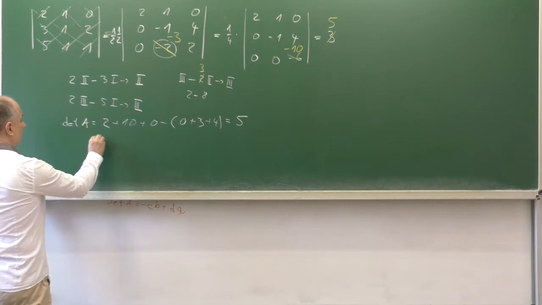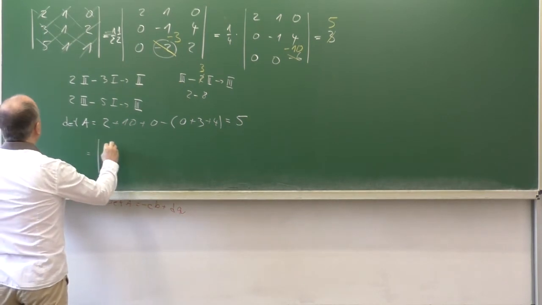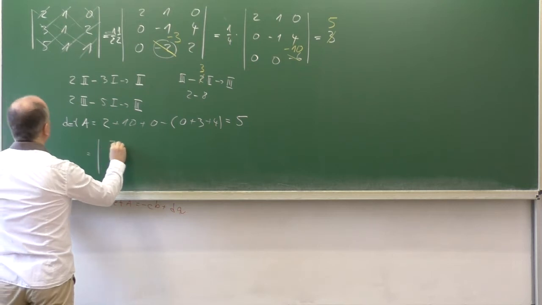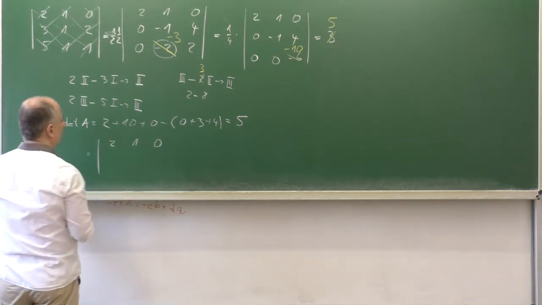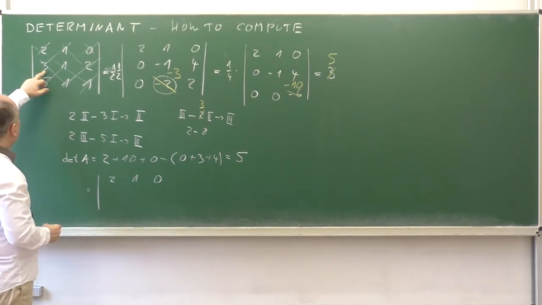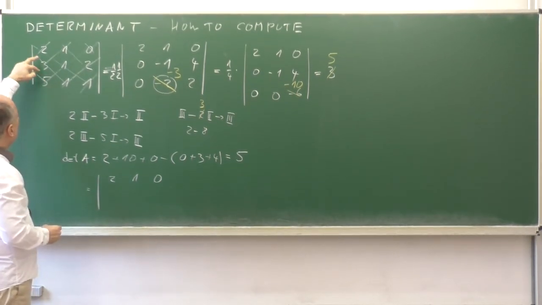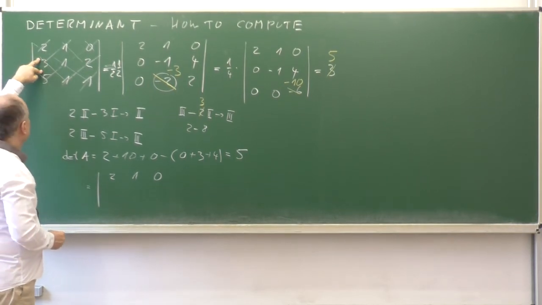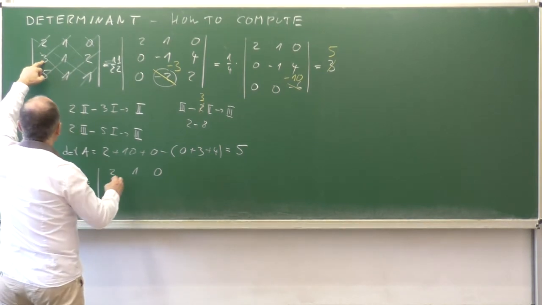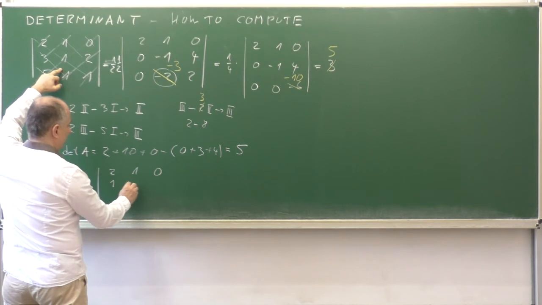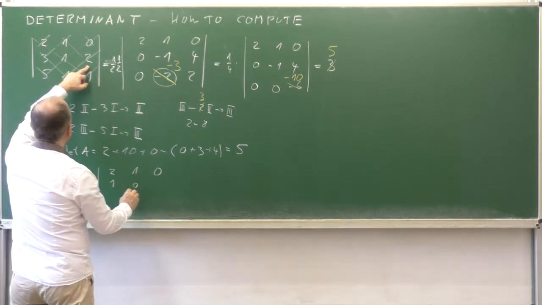Then the determinant will be, we copy the first row, 2, 1, 0. Well, and we can take the second row and we can subtract the first one. And then we get 3 minus 2, which is 1. 1 minus 1 is 0. That's good. 2 minus 0 is 2.